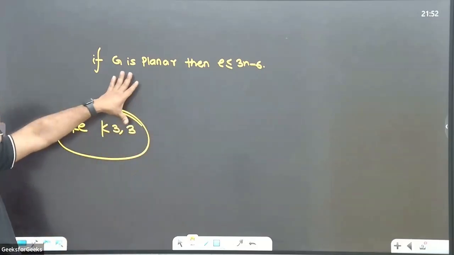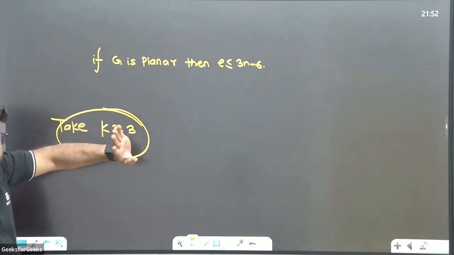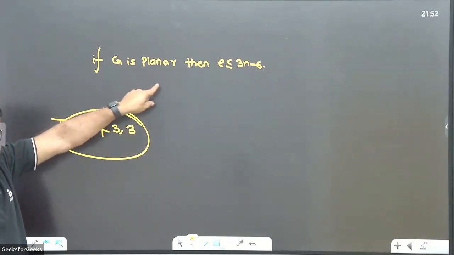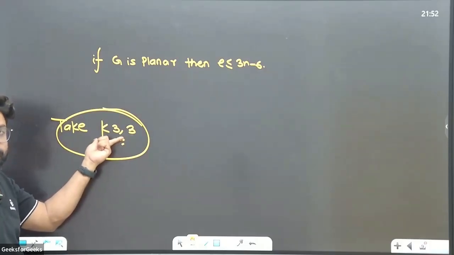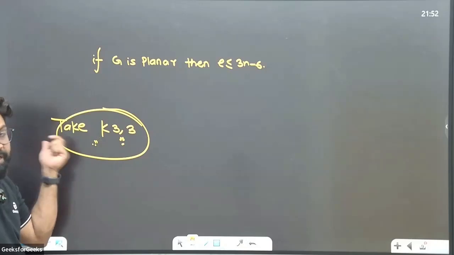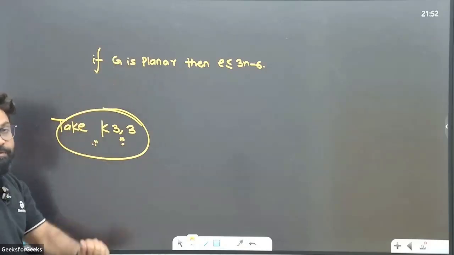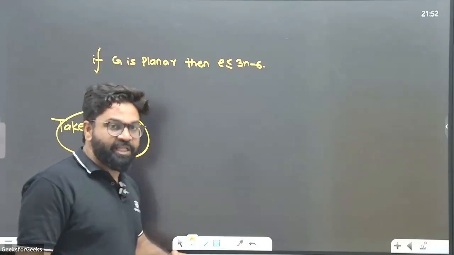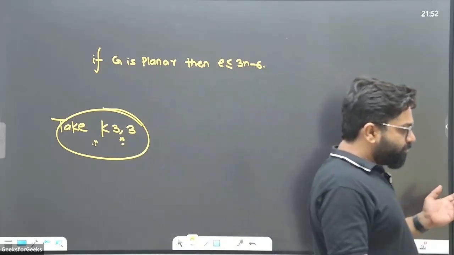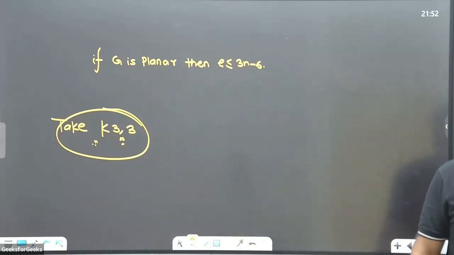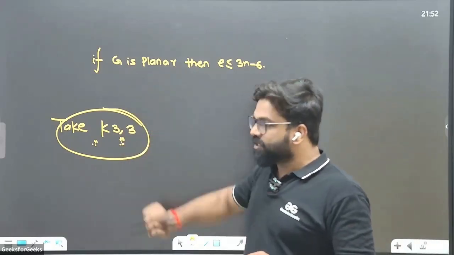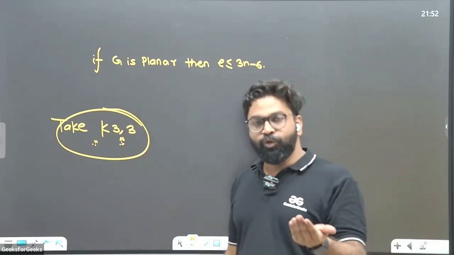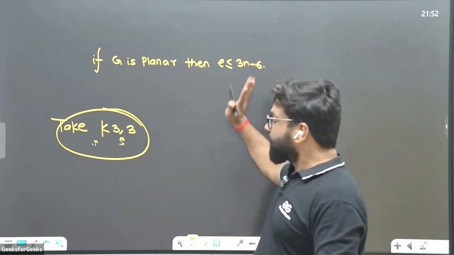Bro, I gave you this theorem, and this theorem says that if G is planar, you come with one example where this will become false. That means if the left side becomes false, my theorem is still true. You cannot disprove my theorem based on the wrong example. This is a wrong example. I'm telling you, take a planar graph, then we'll talk about this.